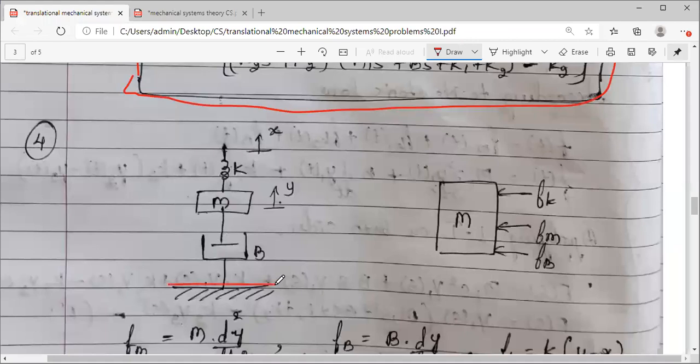क्योंकि एक end fix है, spring को अगर आप apply करेंगे force, because of the spring's displacement only the complete system will be displaced. Because of that, x acts as the input, y acts as the output. So determine the transfer function for this system. X take it as input, y take it as output. Draw the free body diagram.